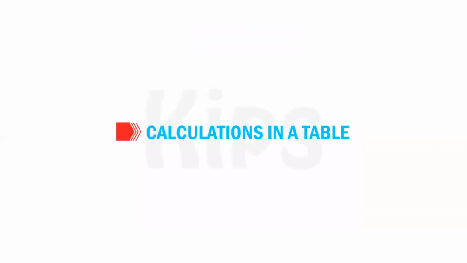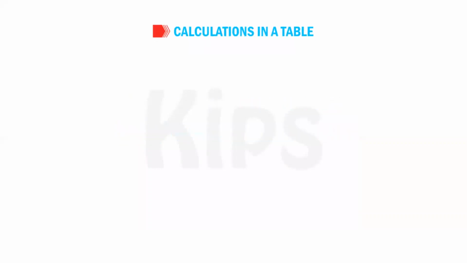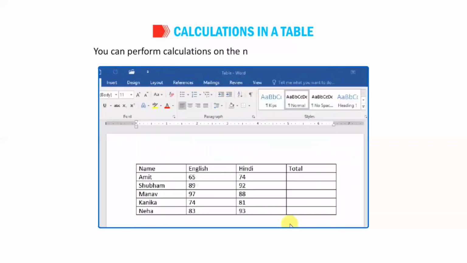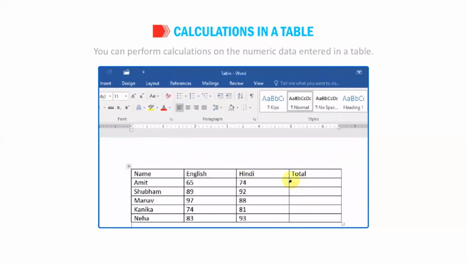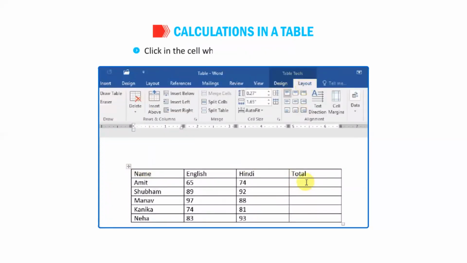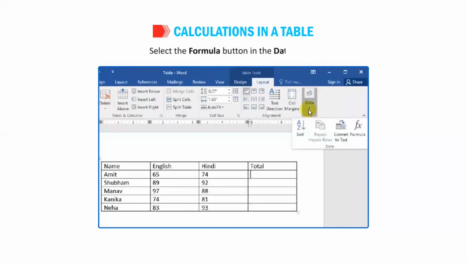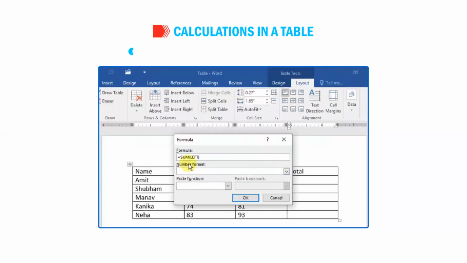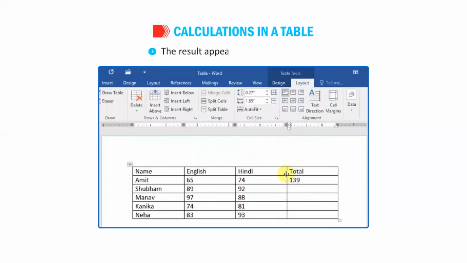Let us understand performing calculations in a table. You can perform calculations on the numeric data entered in a table. Enter the data in a table. Select the Layout tab. Click in the cell where the result is to be displayed. Select the Formula button in the Data group. The Formula dialog box appears. Note that the sum formula is already displayed. Click OK. The result appears in the selected cell.